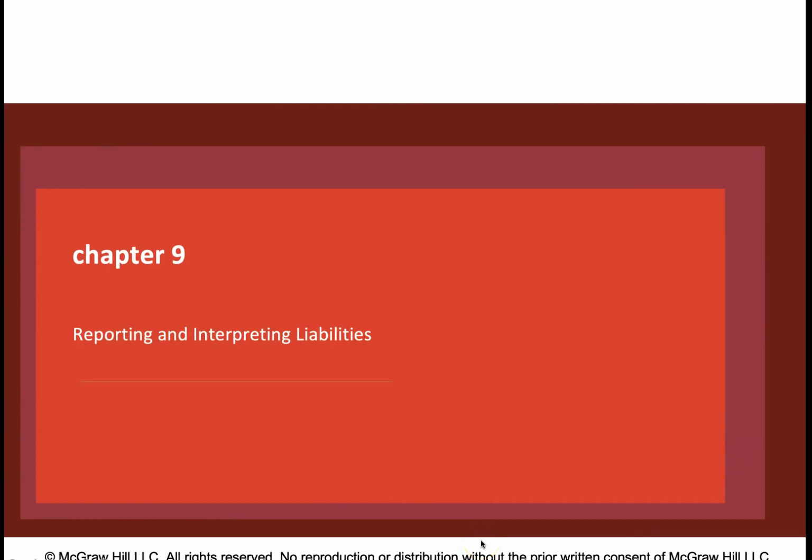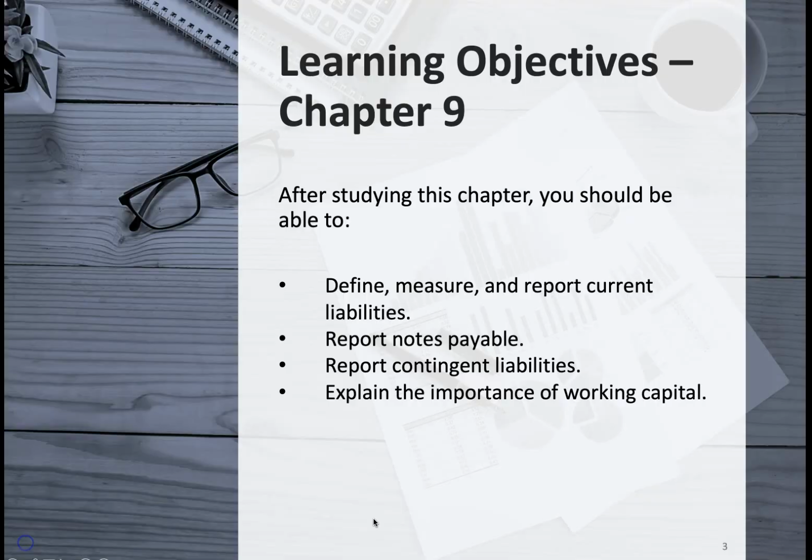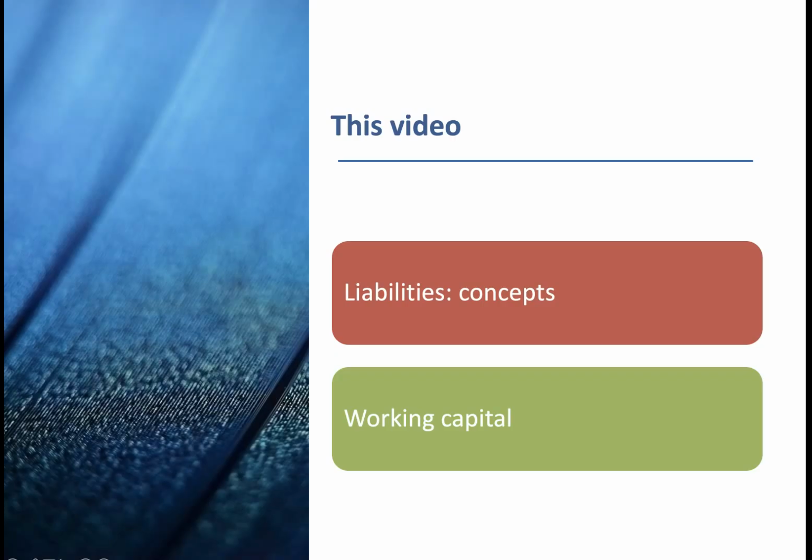Starting from this video, we are going to discuss Chapter 9, Reporting and Interpreting Liabilities. Let's get started. The learning objective for this chapter is the following. After studying the chapter, you should be able to define, measure, and report liabilities. We will also be talking about notes payable and contingent liabilities in reporting and also explain the importance of working capital. In this particular video, I'll talk about liabilities in terms of concepts, and I'll introduce the concept of working capital.